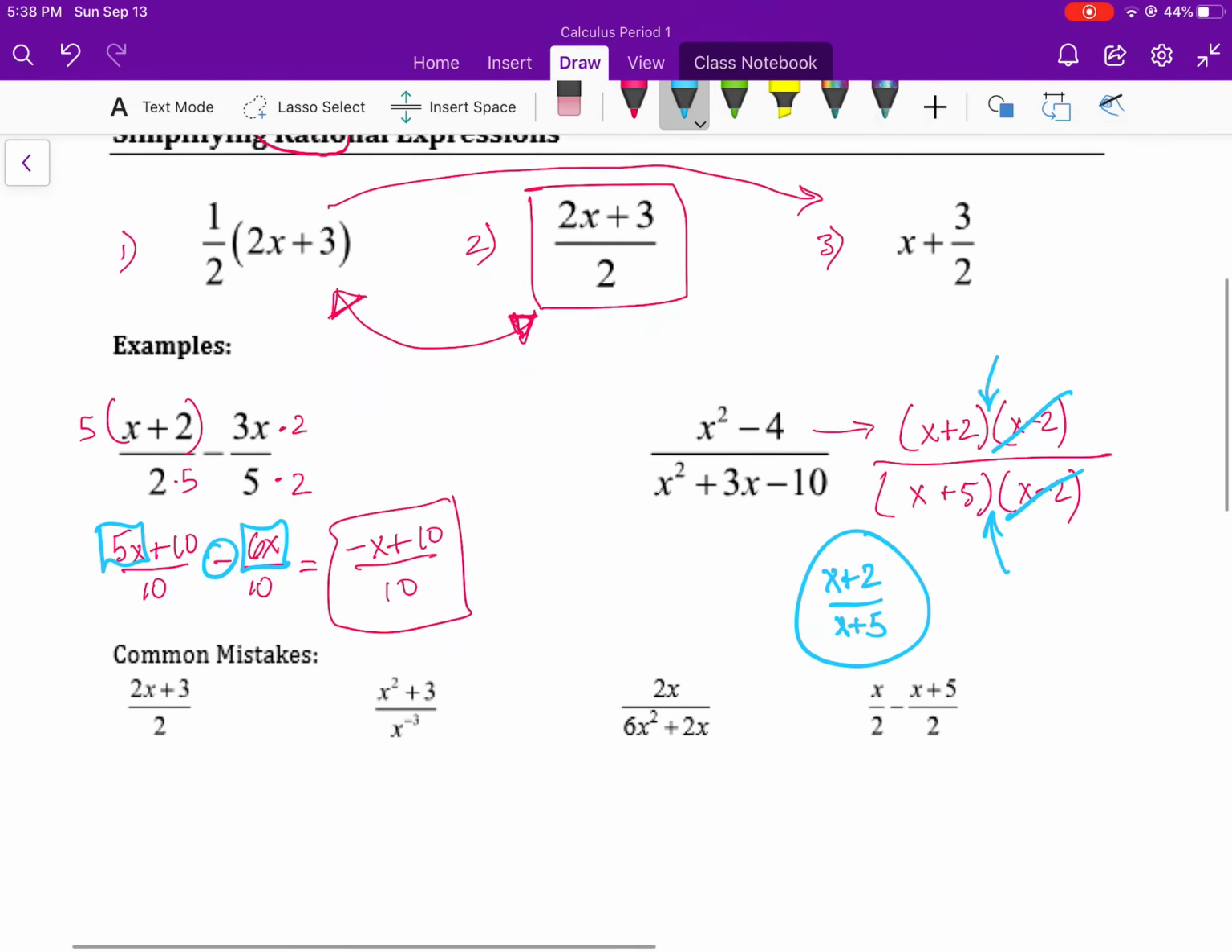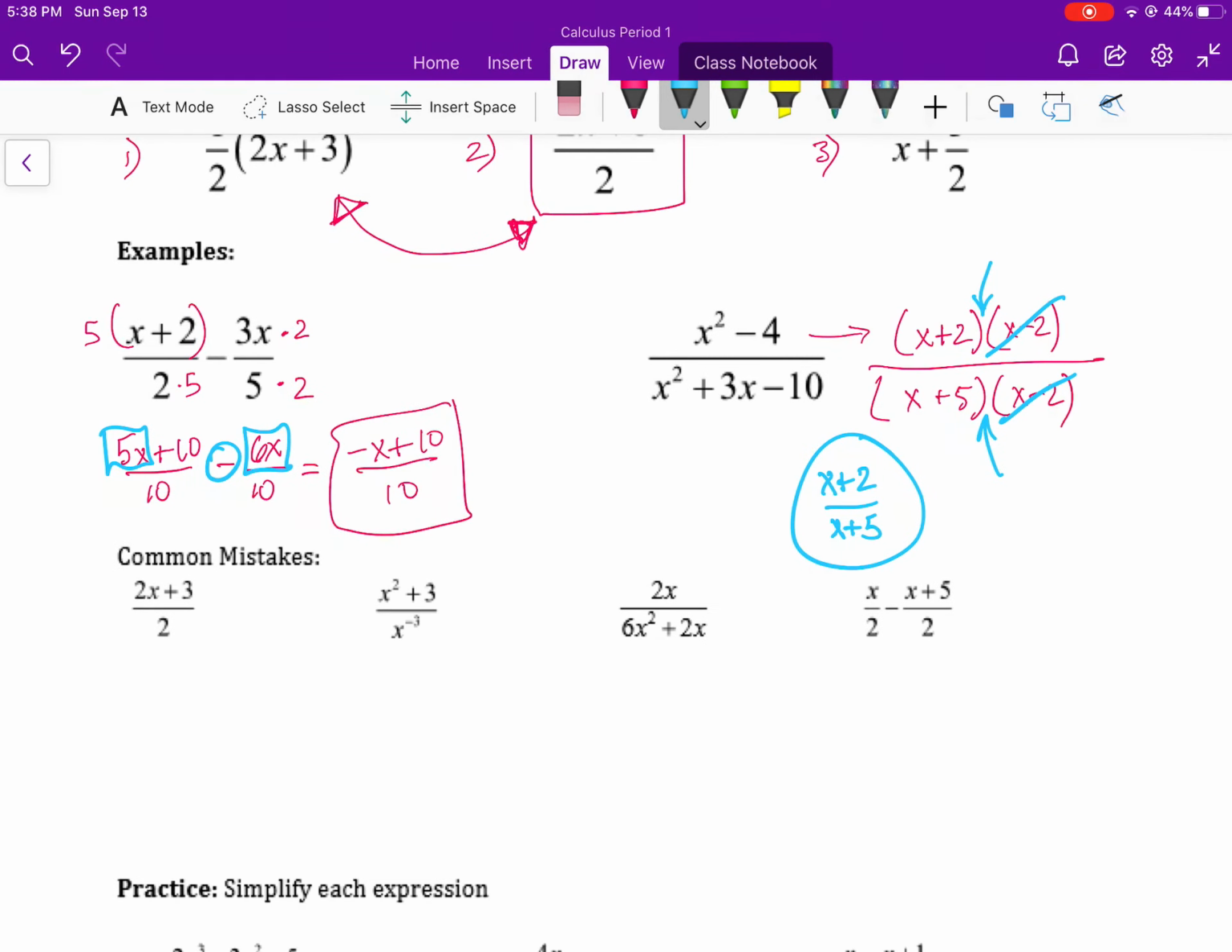I already illustrated a couple of the common mistakes, but just to highlight them, most common mistake with this first fraction is to say that 2 divided by 2 gives us 1, and so this is x plus 3. However, if we remember that 2x plus 3 over 2 can be rewritten as 2x over 2 plus 3 over 2, we see the error in this. We're dividing the 2x by 2, but we didn't also divide the 3 by 2, and both of those things must be done. So if you want to write this as x plus 3 halves, there's nothing wrong with that.